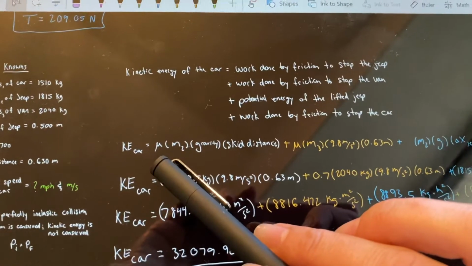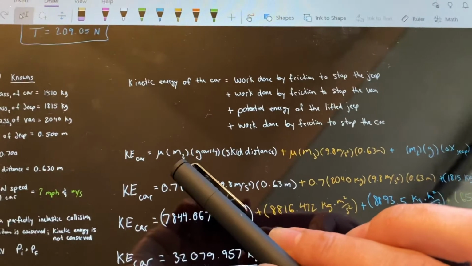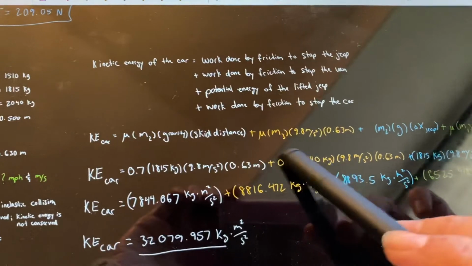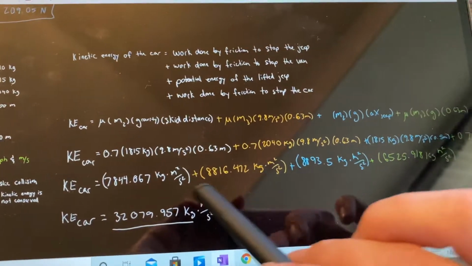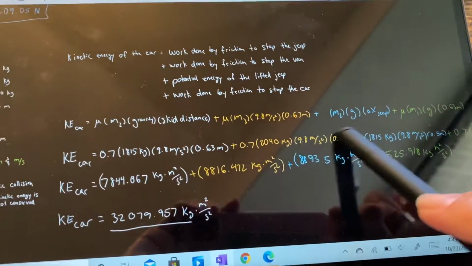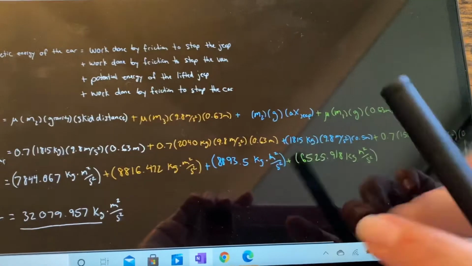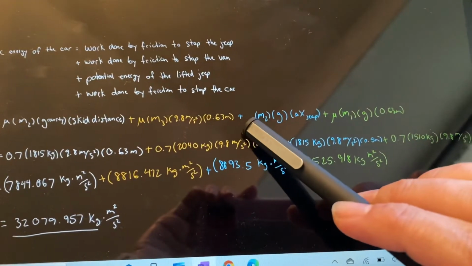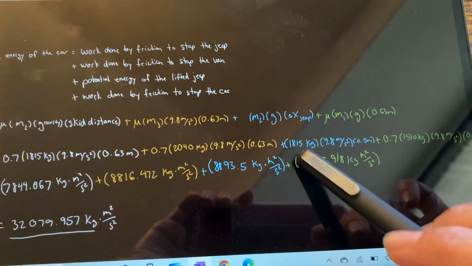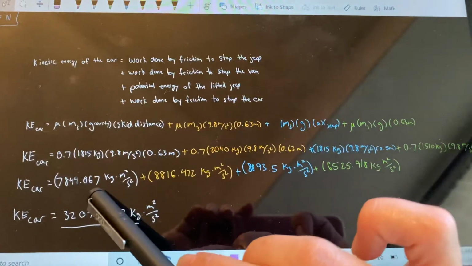Anyway, so we're just setting this up. Friction constant times the mass of the Jeep, etc., gravity, the skid distance. We're going to put all this in, and really then we're just putting in the numbers. The only part that I really had a little bit of a hiccup on was this part where I accidentally put the coefficient of friction here, but I didn't need it. Anyway, I had to change it. So anyway, we're just going to plug and chug.